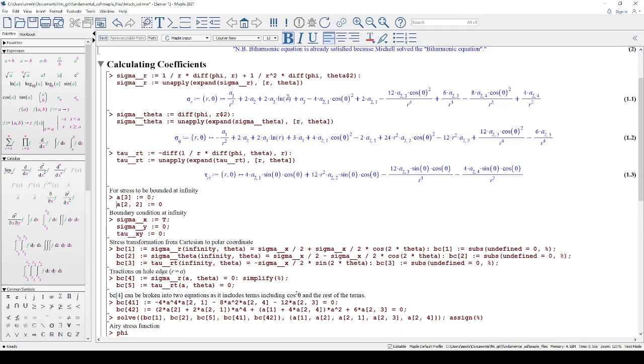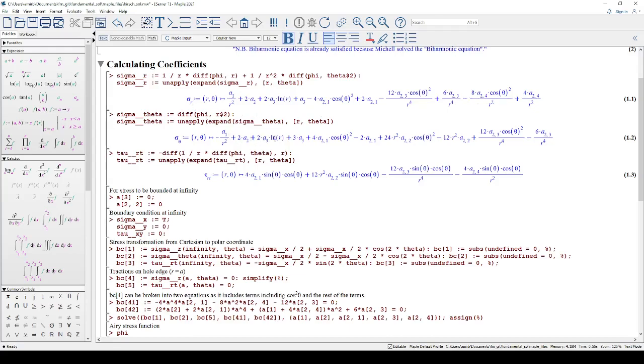So ln r here, this term actually yields unbounded stress field at infinity. So we have to get rid of it. And we also have cosine 2 theta, nothing here, R4, and everything is fine here for sigma R.